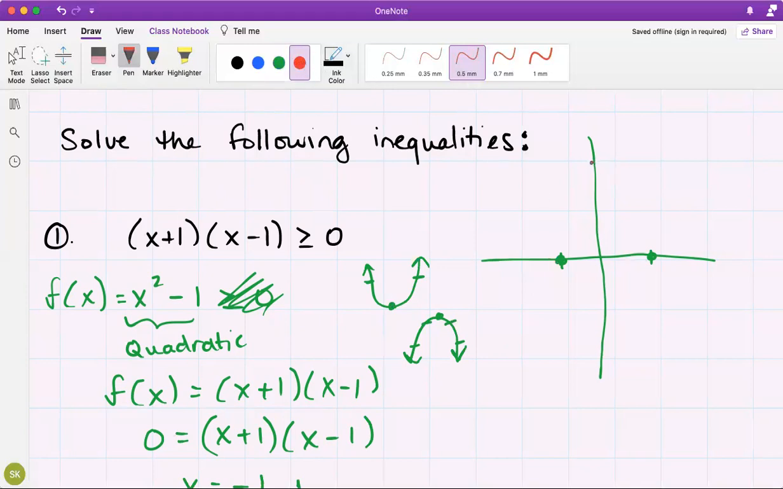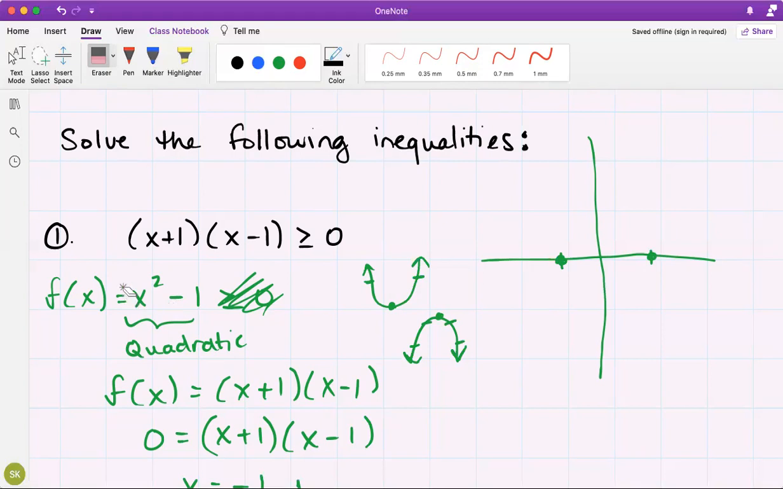So we either have a graph like this, or we have a graph like this, pointing upwards. But which one do we have? Well, to figure that out, we just need to look and see what the number is in front of the x squared term. Because this is in the general form. You see we have x squared minus 1. This is the same thing as 1x squared plus 0x minus a 1.